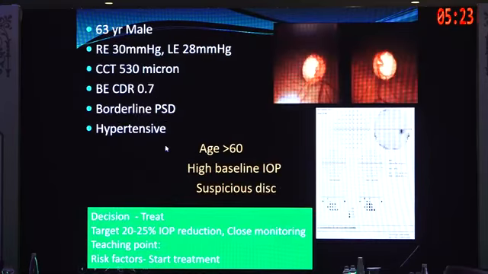A 63-year male, right eye 30, left eye 28, CCT 530, CDR is the same 0.7, but we can find that the disc here is not that physiological. Maybe there are some changes in the disc.